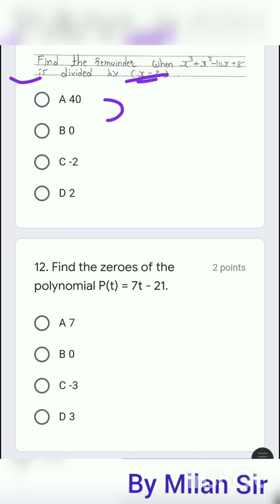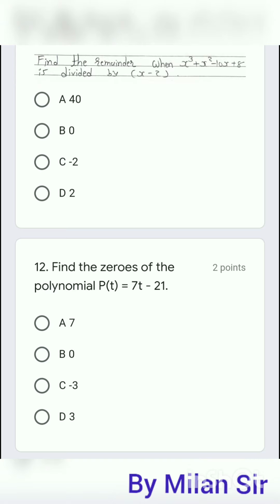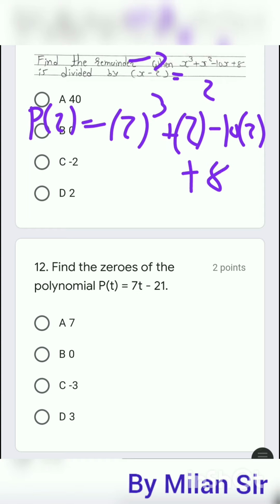So we just need to take x minus 2 is equal to 0. Okay, now transfer this minus 2 to the right hand side, so x is equal to 2. Okay, so in the original polynomial, put the value x is equal to 2, so we get the remainder. Here we need to put x is equal to 2. So p(2) is equal to, here x cube, so 2 cube, plus x square, so 2 square, minus 10 into x, so 2, and plus 8.